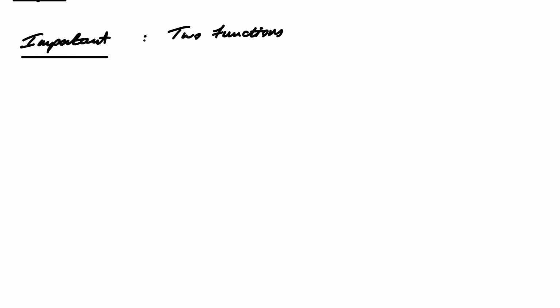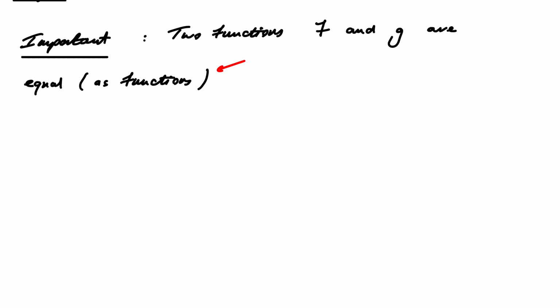So it doesn't seem too important, but it really is important. Two functions, we'll call them f and g, are equal as functions. So I would write this down. I would write f is equal to g if the following is true.